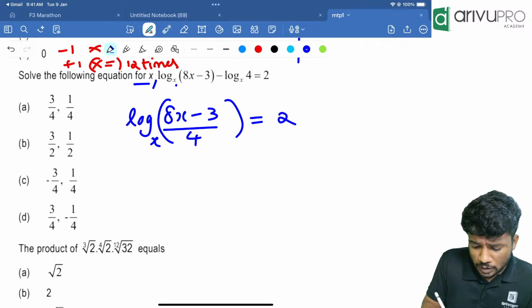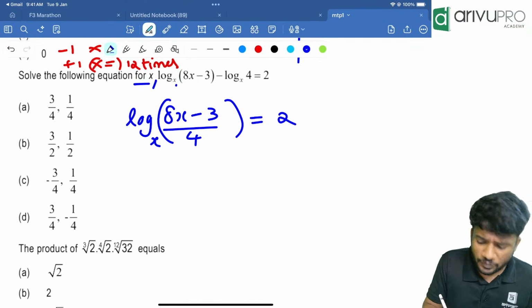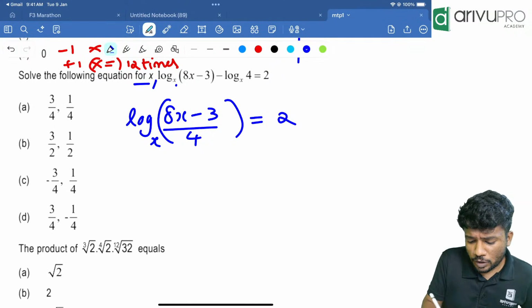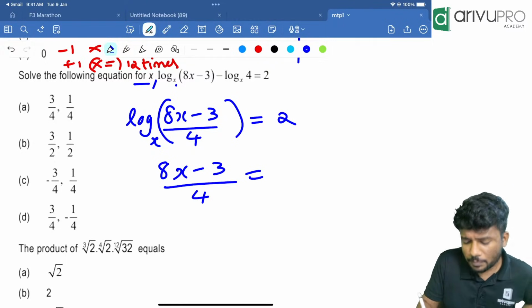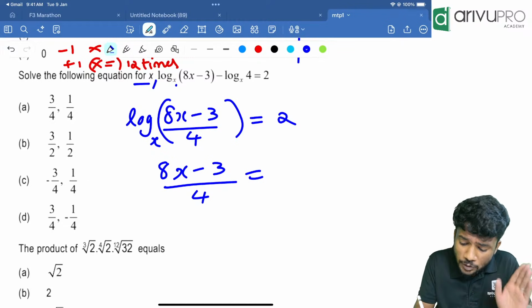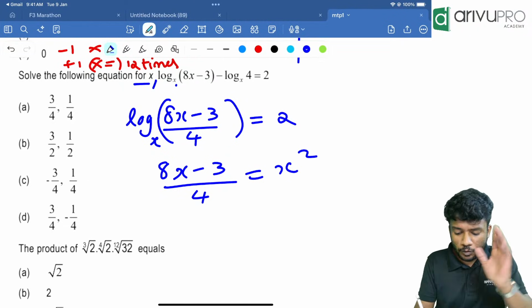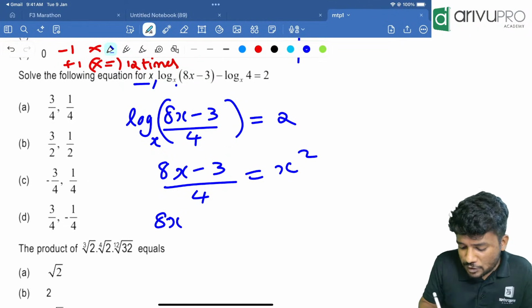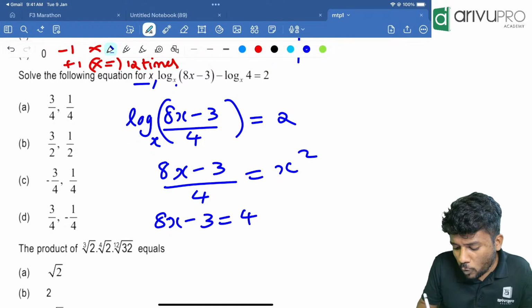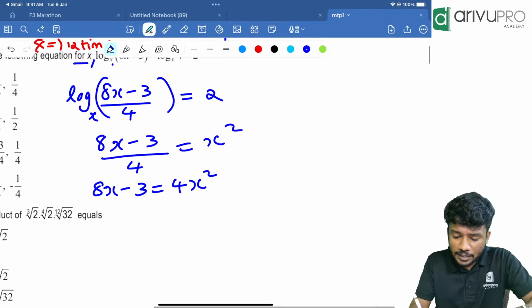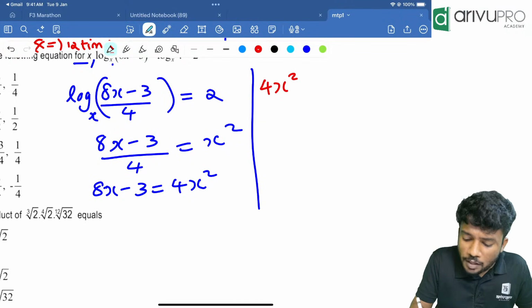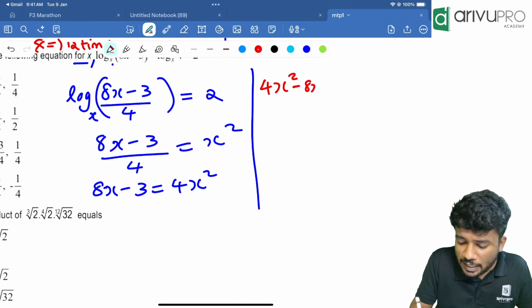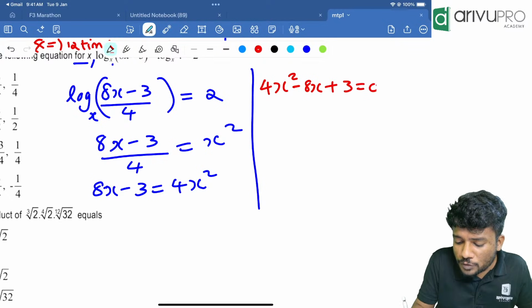Then we need to find what? We know this can be written as (8x minus 3) divided by 4. Take it to the power, take the inverse, which will be equal to x square. Now cross multiply. 8x minus 3 is equal to 4x square. It is coming as a quadratic equation. I'll just rearrange it. That means 4x square minus 8x plus 3 is equal to 0.